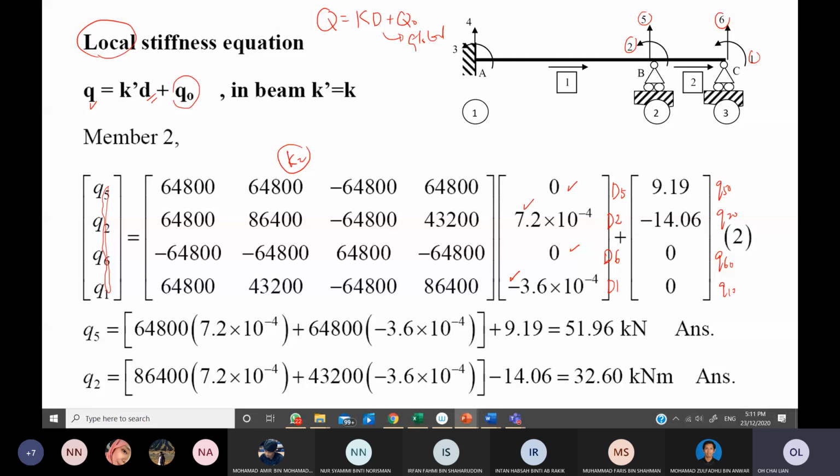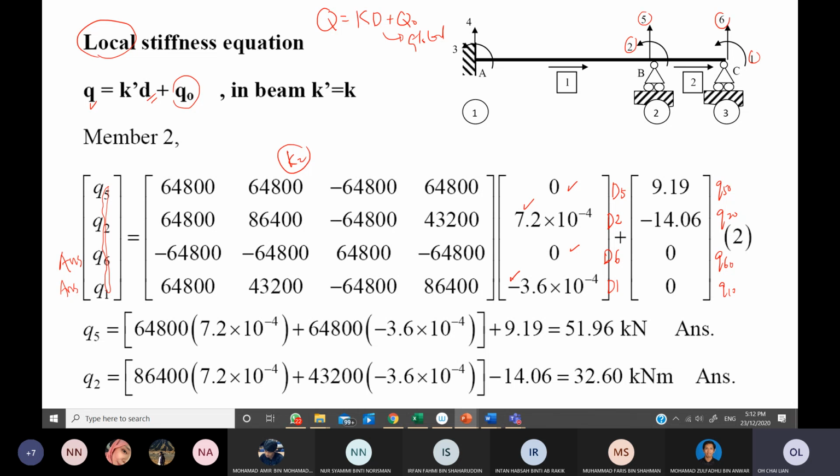This answer is incomplete. There will be another answer as well. You need to also find Q6 and Q1. Maybe you can top up your answer later in your documents, because you want to find all the member forces at BC, so it will be all the 5, 2, 6, 1. But here it shows how to get the Q5 and Q2.